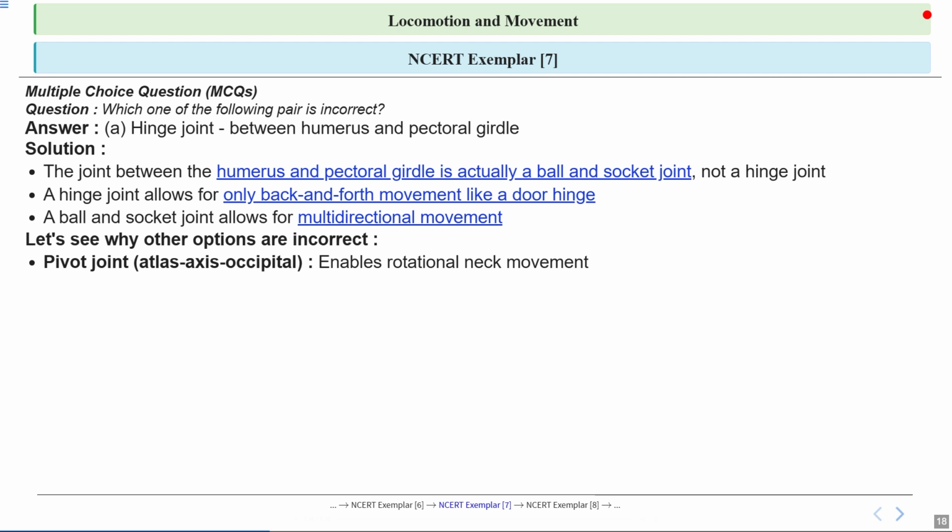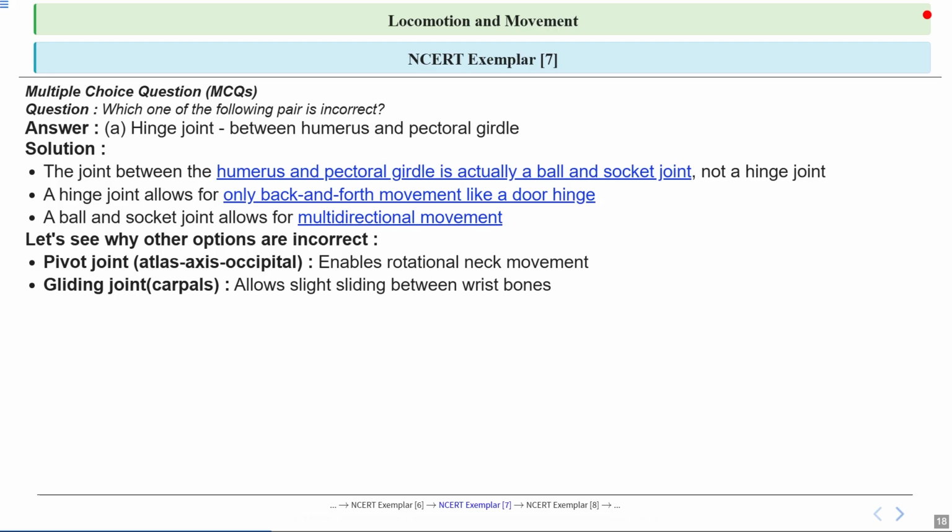So the pivot joint, the one between atlas and axis and occipital bone, allows the head to rotate side to side, like when you turn your head to look over your shoulder, enabling smooth and controlled movement of the neck. This is actually correct, but according to this question, because we have to opt the incorrect one, this is wrong.